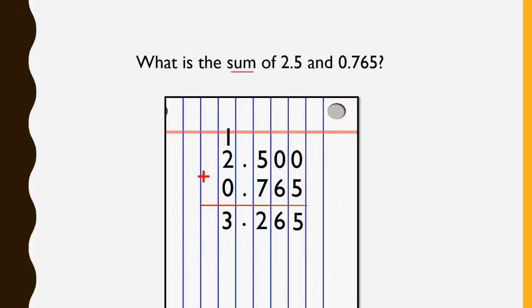Because without the decimal, this digit is 3,265. With the decimal, it's only 3, and then a little bit extra, this part here, 265 thousandths. That's a big difference. So that decimal is very important. You can never forget to put it in.